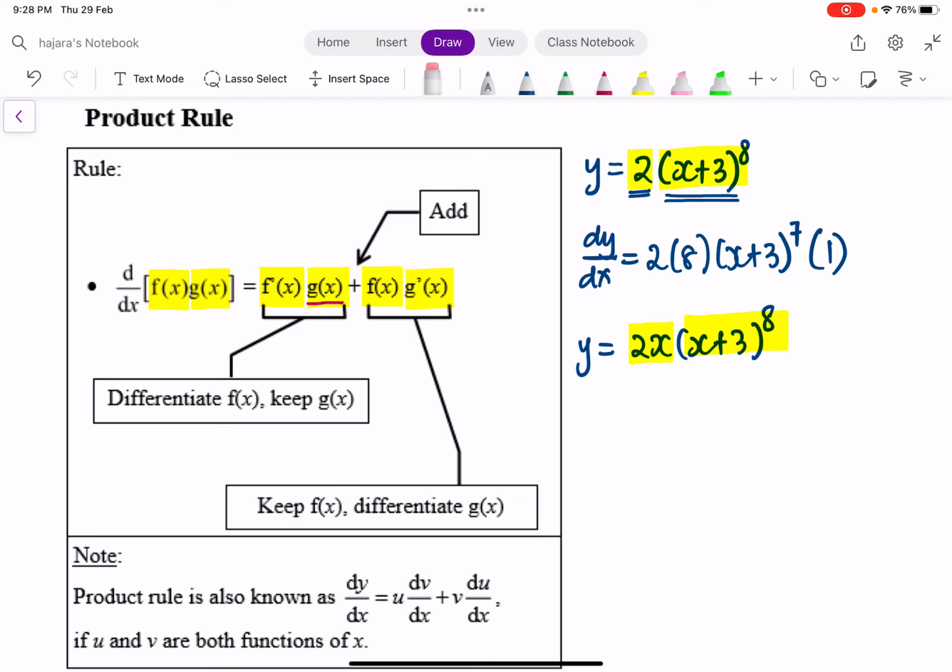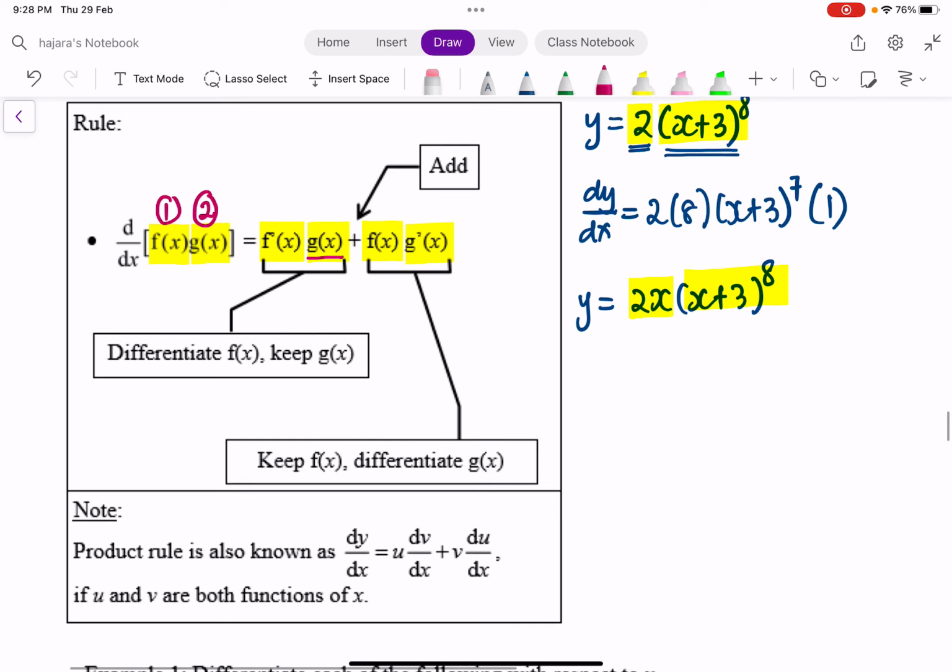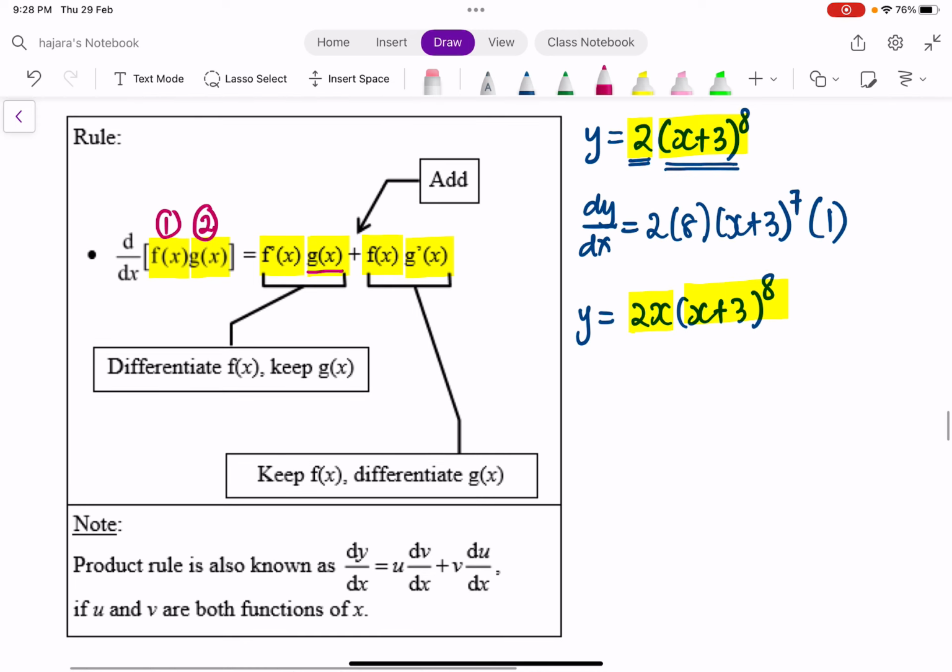Now this is an easier way to remember product rule. I'm going to call this first function, the first function, and this one function 2. So basically product rule states that you need to keep the first function and differentiate the second function. Then you differentiate the first function and keep the second function. Okay, so basically the two functions will take turns to be differentiated. Now let us see how we can apply this to a question.